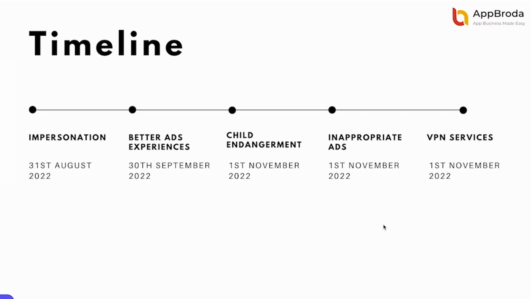All the developers have to comply with Google's impersonation policy change by 31st of August, whereas for better ads experience, the deadline is 30th September. Google's team gave developers more time to comply with policies that might take a longer time to implement. Hence, child endangerment, inappropriate ads, and VPN services have a deadline of 1st November.